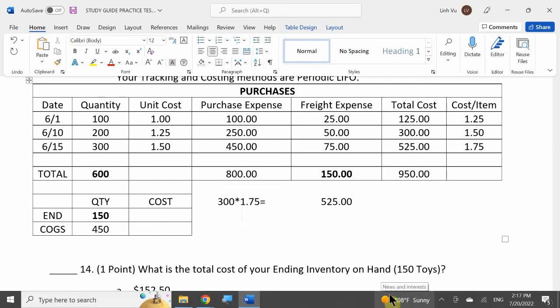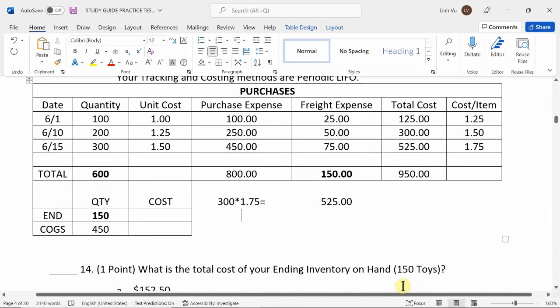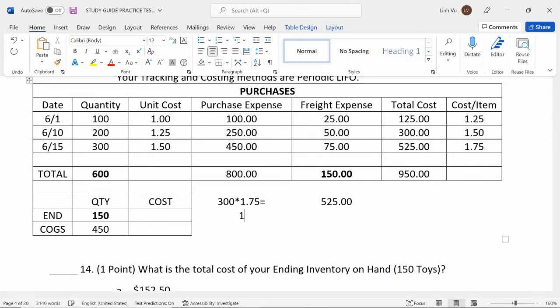How many more do I need to keep selling? 150. You need to sell 150, right? So in this case, my last batch is eliminated. So which batch am I going to take out from next? The $1.50. Though 200 units at $1.50. So in this case, I'm not going to sell all 200 units. I'm only going to sell 150. So I need to figure out my calculations.